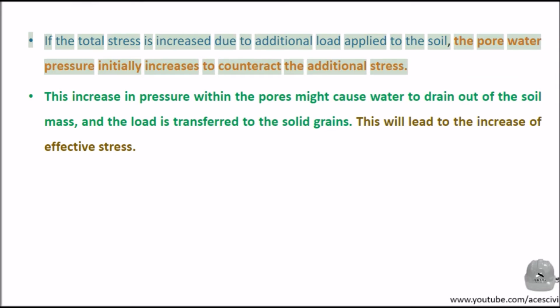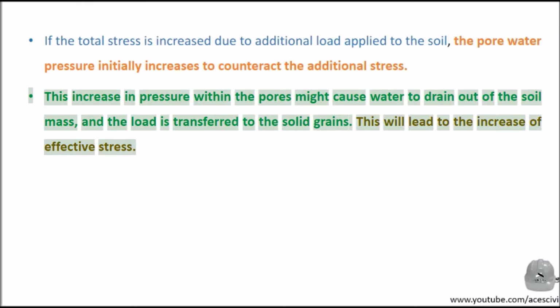If the total stress is increased due to additional load applied to the soil, the pore water pressure initially increases to counteract the additional stress. This increase in pressure within the pores might cause water to drain out of the soil mass, and the load is transferred to the solid grains. This will lead to the increase of effective stress.